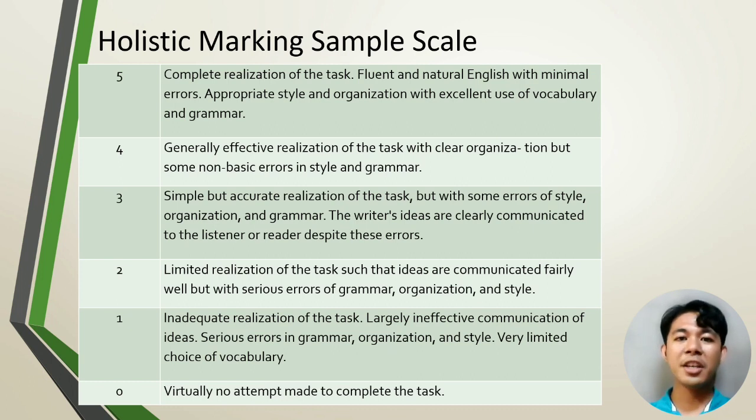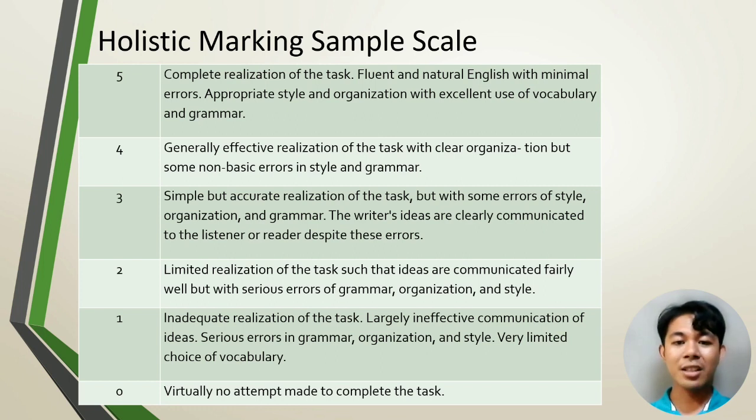So here is the marking sample of holistic scales, from the highest marking down to the lowest. Holistic marking sample scale. 5: Complete realization of the task, fluent and natural English with minimal errors, appropriate style and organization with excellent use of vocabulary and grammar. 4: Generally effective realization of the task with clear organization but some non-basic errors in style and grammar. 3: Simple but accurate realization of the task, but with some errors of style, organization, and grammar.